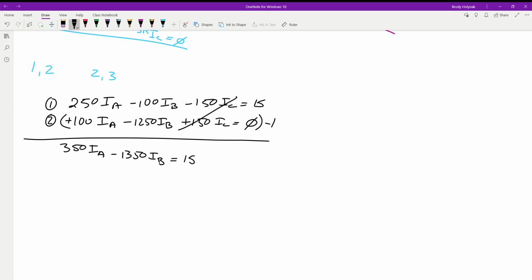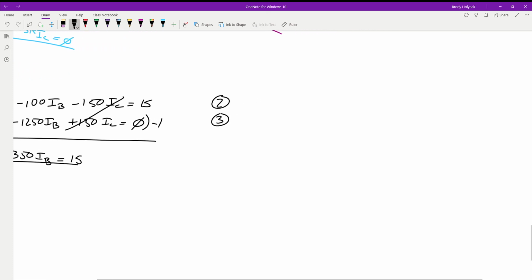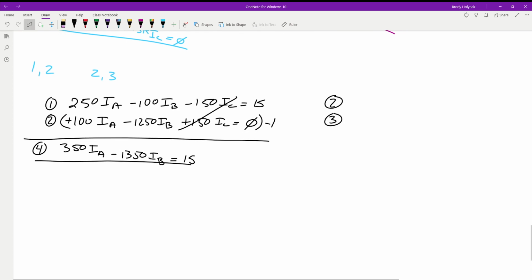Now, we're going to combine 2 and 3 together. So this gives us our fourth equation here. Everybody good here?